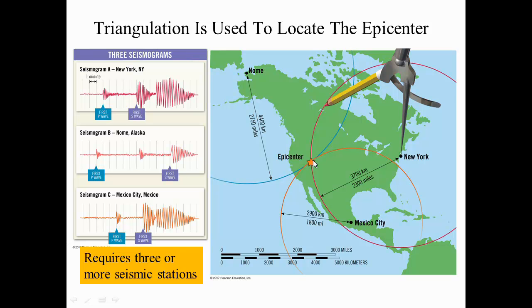Now, the intersection of all 3 of those great circles will locate the epicenter of the earthquake, and it occurred somewhere in the western U.S. as indicated by this star. So in order to do this, we need at least 3 stations, preferably many more, in order to triangulate the actual position of the epicenter. Does everybody see this? Okay.